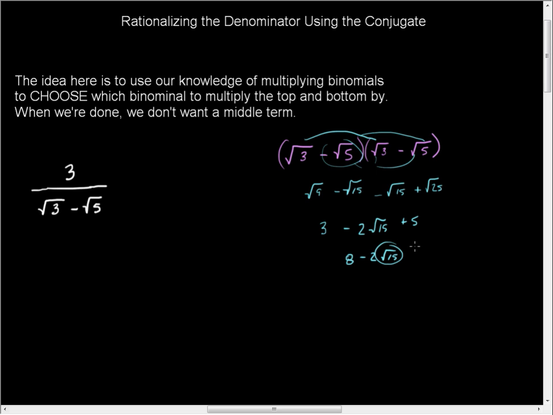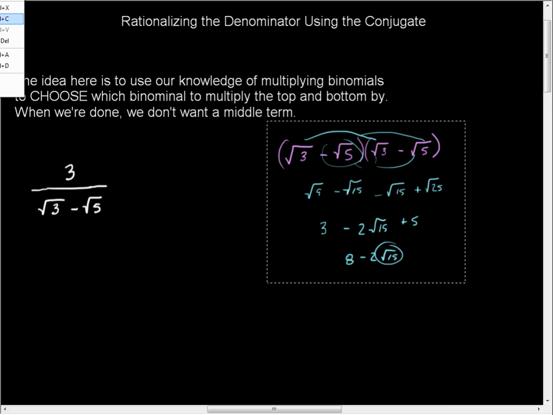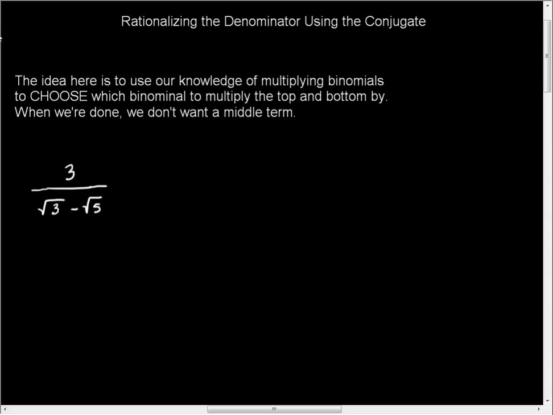Well, I still have a square root. That's not good, because I want to rationalize the denominator. That's the point. So that particular method is not going to work. But you can see how I eliminated one of them. I might be on the right track here. So let's eliminate this here and try it again.